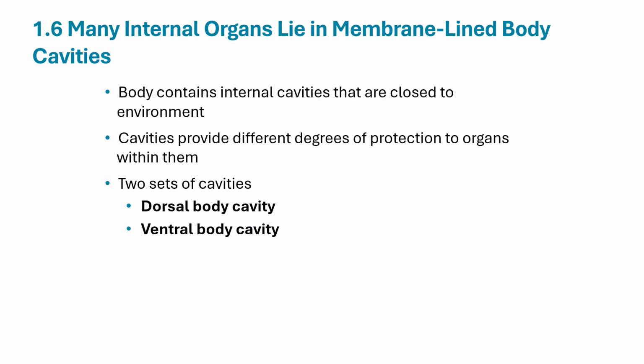Okay. Next, we're going to talk about the organs. The internal organs lie in membrane-lined body cavities. So the body contains internal cavities that are close to the environment. These cavities provide different degrees of protection to organs within them. So there's two sets of cavities, the dorsal body cavity and the ventral body cavity.